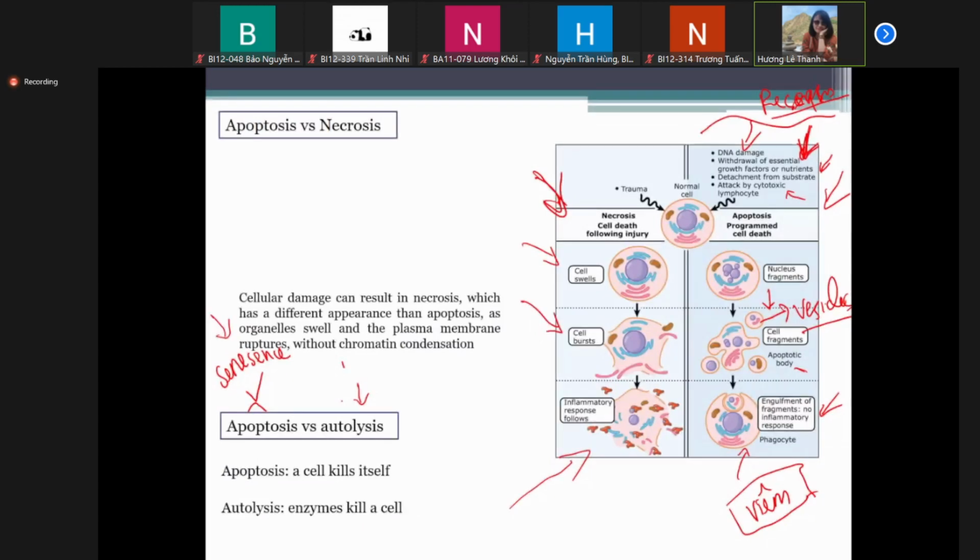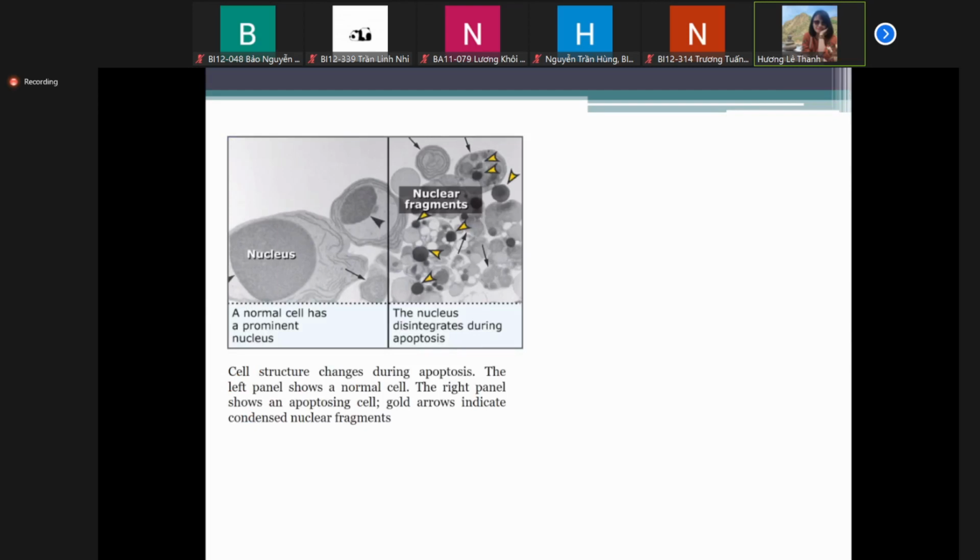They're different. Okay, so what happens with the nucleus during apoptosis? The cell structures change during apoptosis. You can see the left panel shows a normal cell. The nucleus is the predominant organelle, the biggest organelle in the center of the cell. On the right, you can see the apoptotic cells. The golden arrows indicate the condensed nuclear fragments. So there is fragmentation of the nucleus during apoptosis.